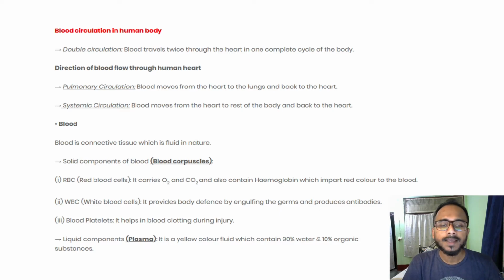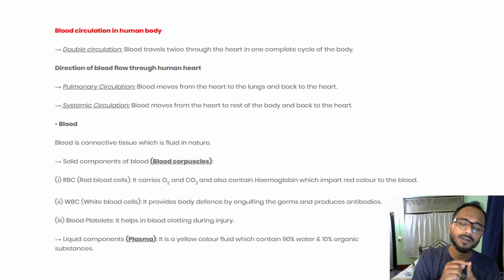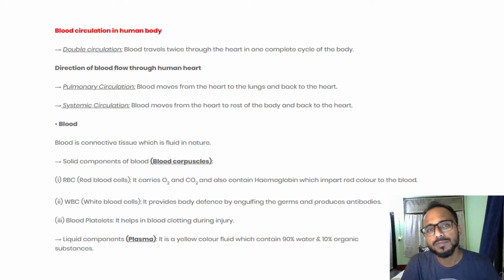Next is platelets. As you have seen, if I cut my finger, at the beginning blood will come out and just flow, but after some time the blood starts to thicken, it becomes thick, and then the bleeding stops. That means blood clotting happens. Why does it happen? It happens because of platelets. So platelets have the ability of blood clotting.